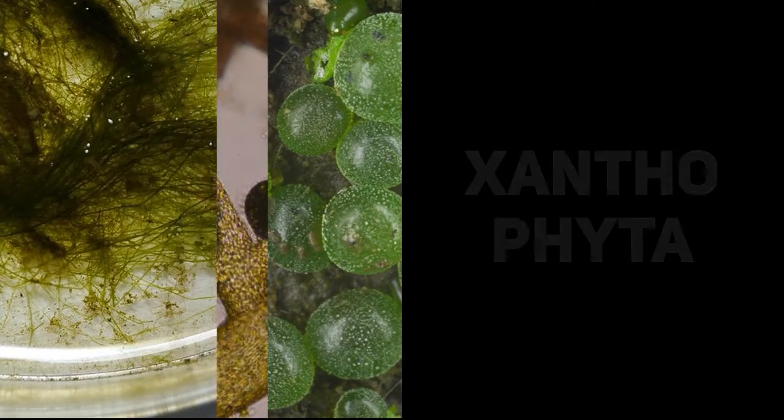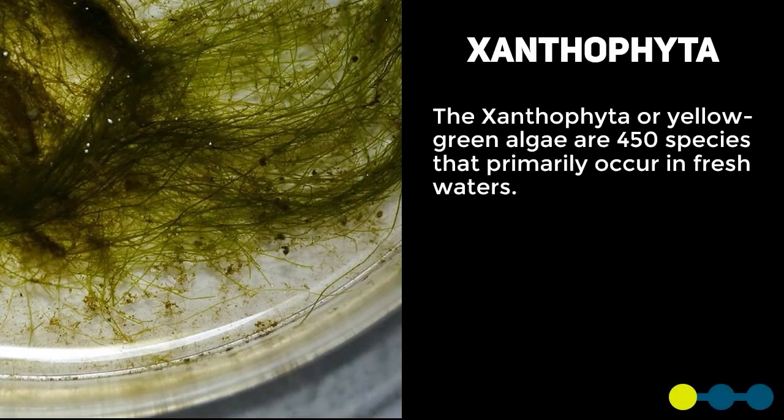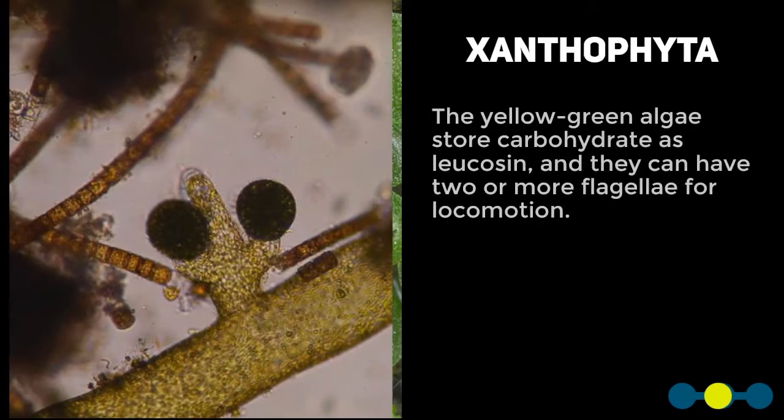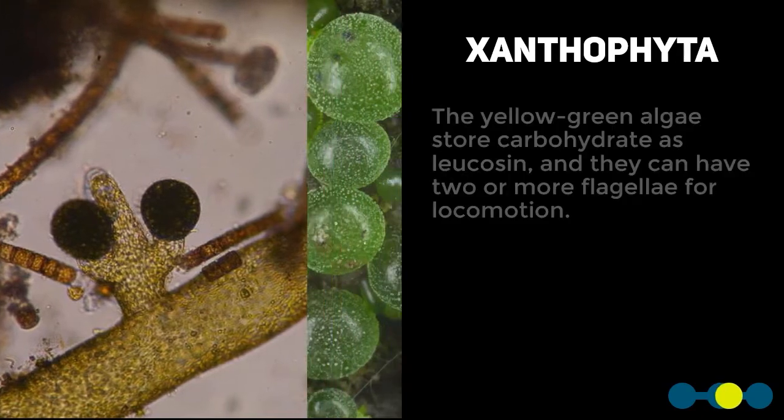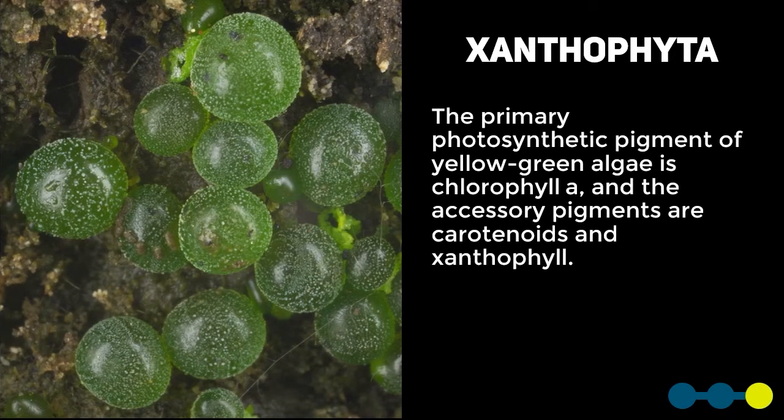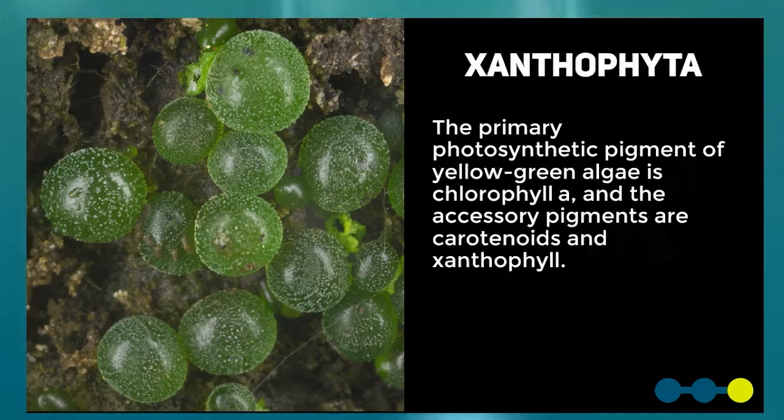Xanthophyta. The Xanthophyta or yellow-green algae are 450 species that primarily occur in fresh waters. The yellow-green algae store carbohydrate as leucosin, and they can have 2 or more flagellae for locomotion. The primary photosynthetic pigment of yellow-green algae is chlorophyll A, and the accessory pigments are carotenoids and xanthophyll.